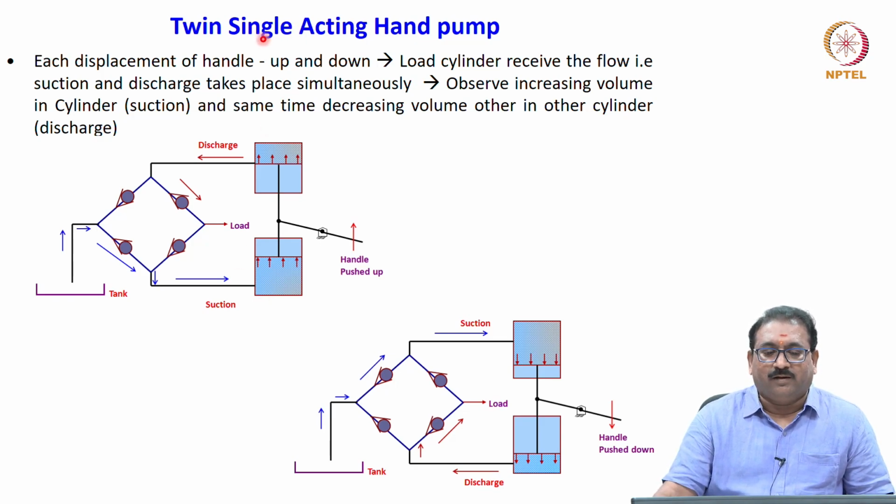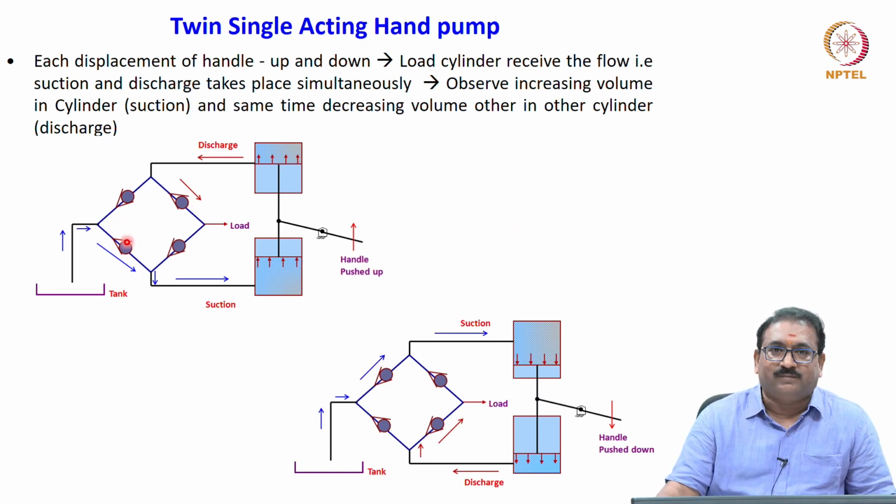Now we will see the twin single acting hand pump. You will see the arrangement here, friends. Two cylinders are there, and this rod is connected through a handle, pushed in and out. Then you will see the arrangements are made through the non-return valves for the discharge as well as the suction.